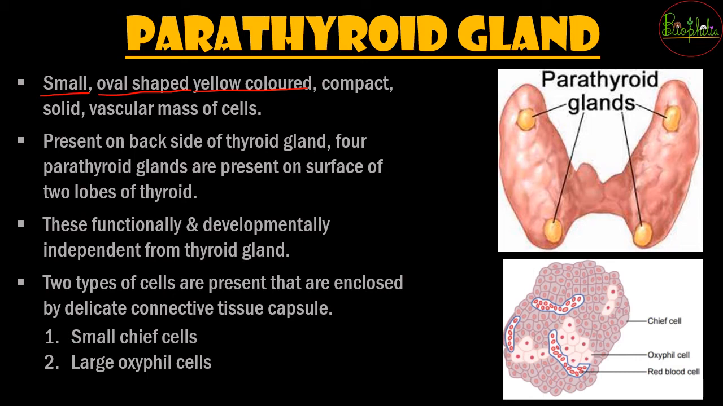तो सामने से जब आप thyroid gland को देखोगे, you will not be able to see the parathyroid gland. But once you see the ventral surface, पीछे की साइड से देखोगे, you can see 4 dots. So here you can also understand through the photograph, there are going to be 4 yellow dots. These 4 yellow dots are nothing but going to be your parathyroid gland. So these parathyroid glands are going to be functionally as well as developmentally independent from the thyroid gland.